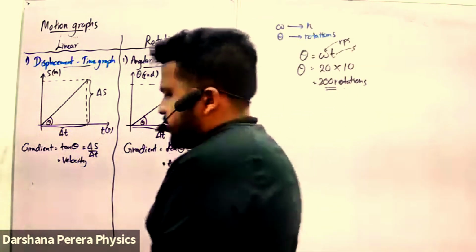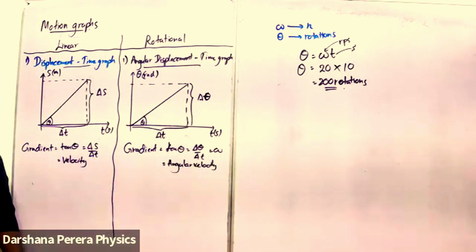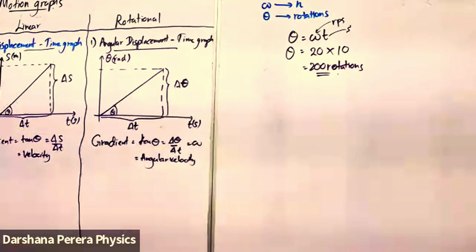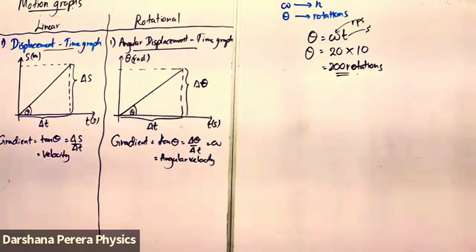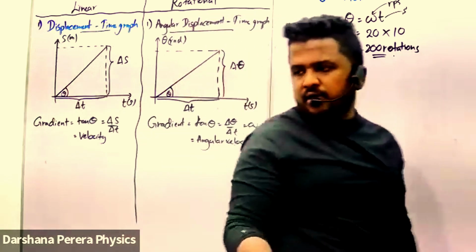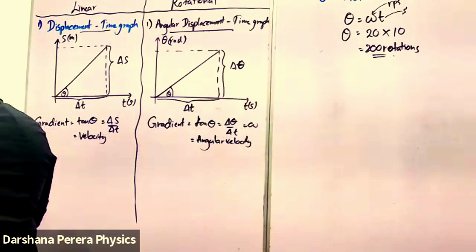Draw the same case for the velocity time graph. In the velocity time graph, the gradient in linear motion is the acceleration. So likewise for rotational motion.